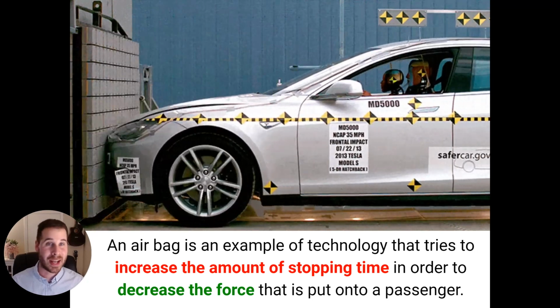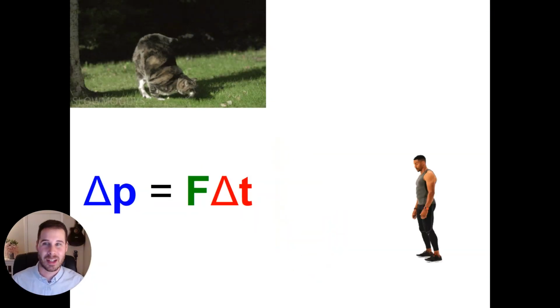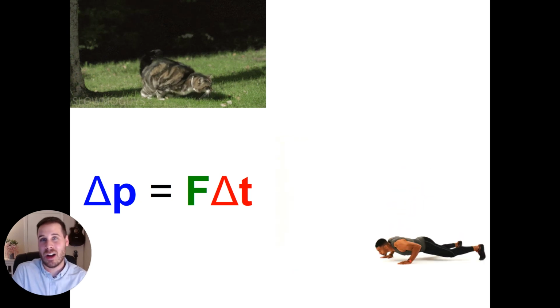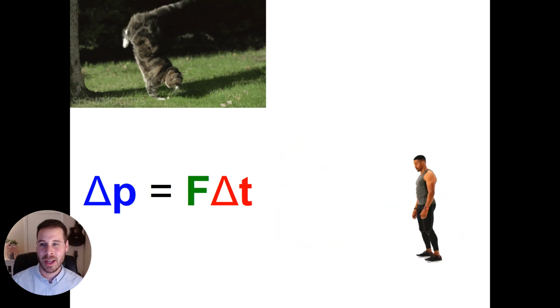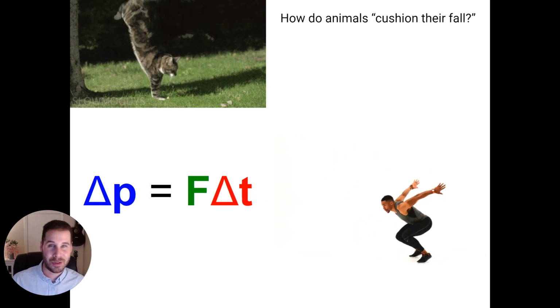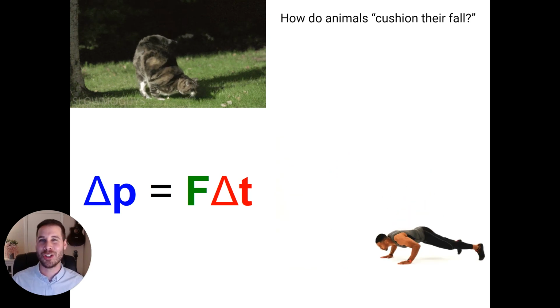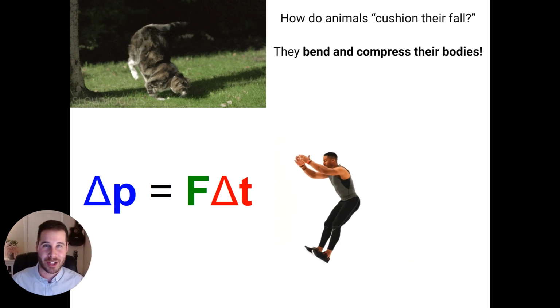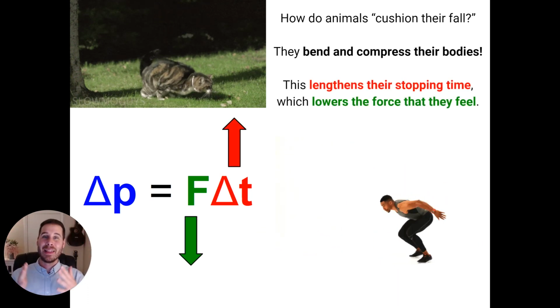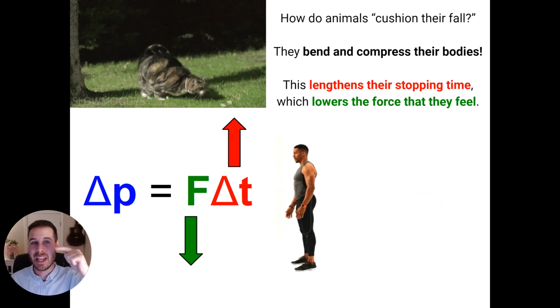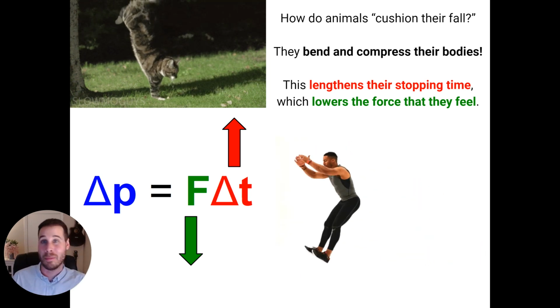So clearly this concept applies to technology, but even in the natural world, this applies. Anytime you jump or move around, you are causing your momentum to change. In other words, you put impulses onto the ground and the ground puts impulses onto you. And so this concept applies to just basic motion too. How do animals like us or cats, who are famously good at landing from jumps, how do they cushion their fall? Well, they bend and compress their body almost like a spring that's being squished. And as they do that, they are lengthening the amount of time that they are spending to stop. And as a result, they are lowering the amount of force that they feel every second or millisecond.